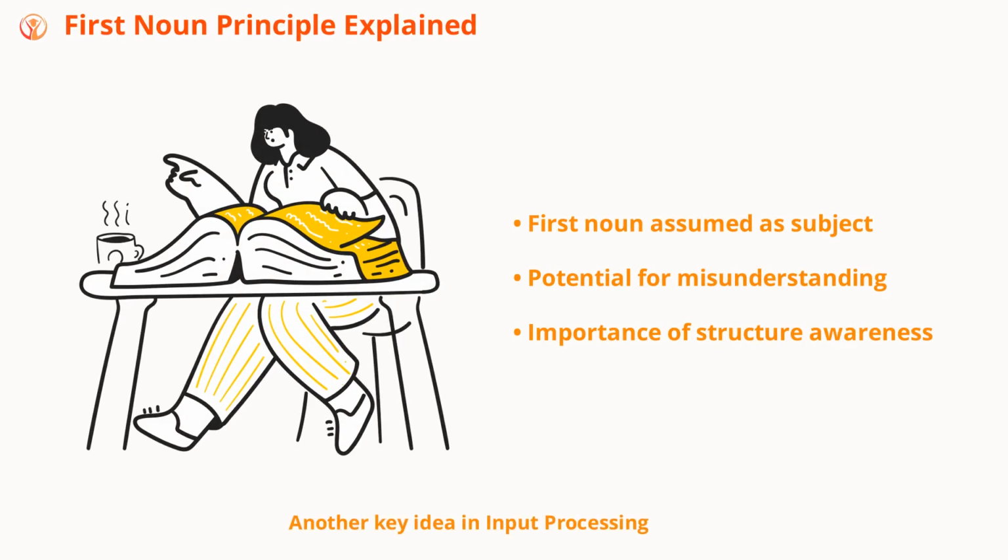Another key idea in input processing theory is the first noun principle. Learners often assume that the first noun they encounter in a sentence is the subject. For instance, in "The dog was chased by the cat," beginners might mistakenly think the dog is doing the chasing, simply because dog comes first. This highlights the importance of teaching learners to pay attention to sentence structure and not just word order, especially in languages where word order can be flexible.